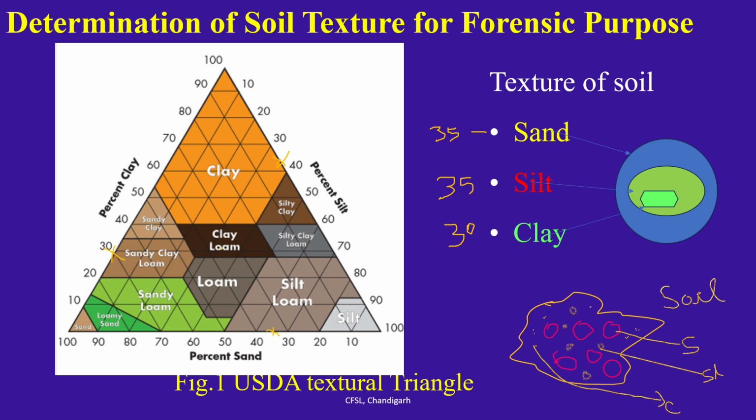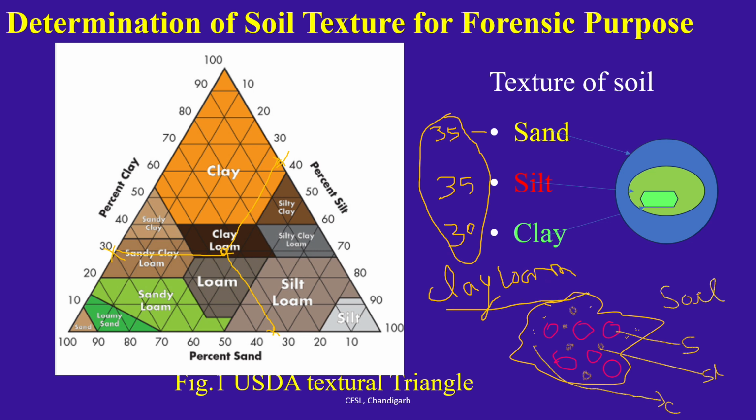This is a point because we follow the path between this line and this line. We can go along this line, and this is 30%. We follow this line, and this is the middle of this. So the nature of the soil is clay loam. On the basis of this triangle, we can say the nature of the soil is clay loam.